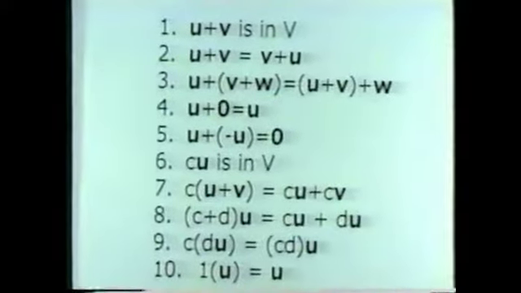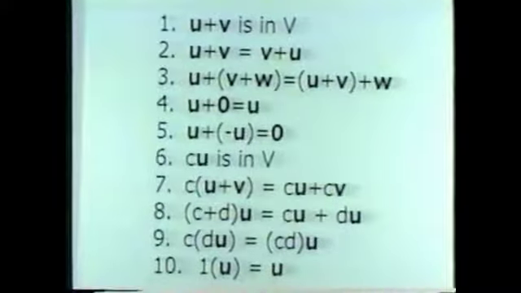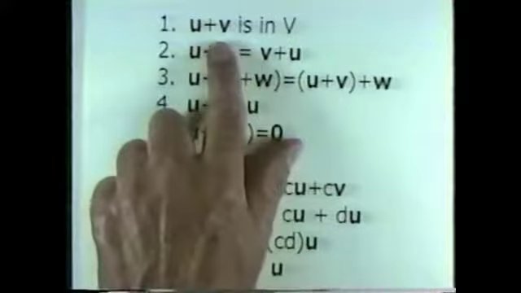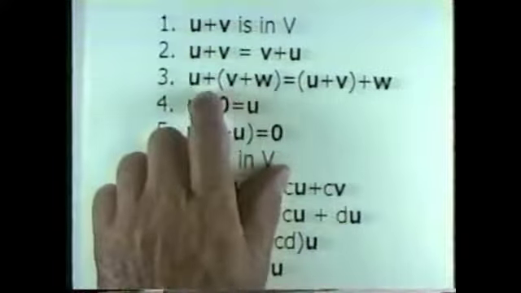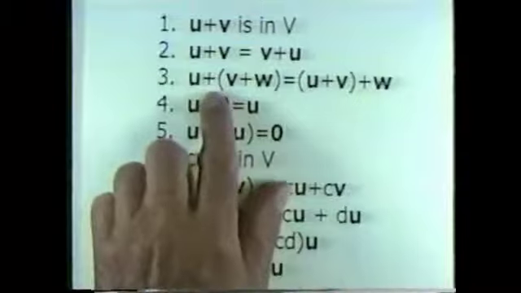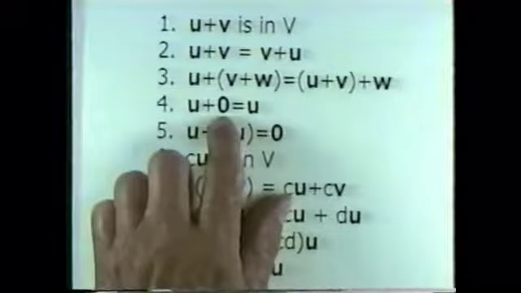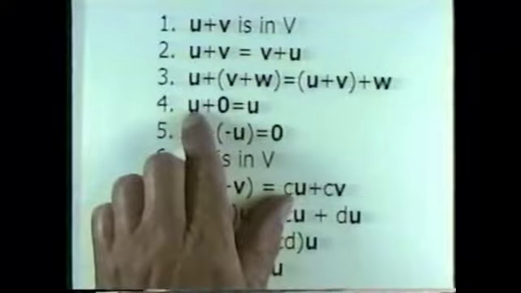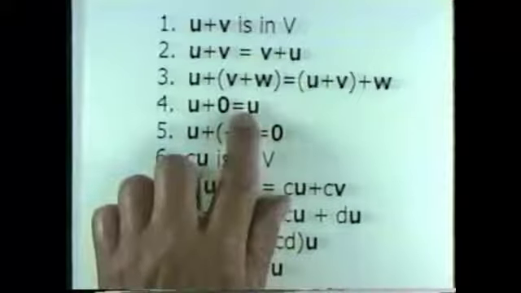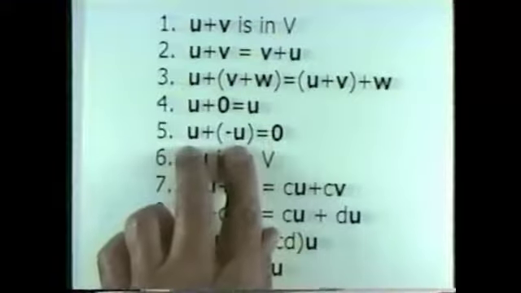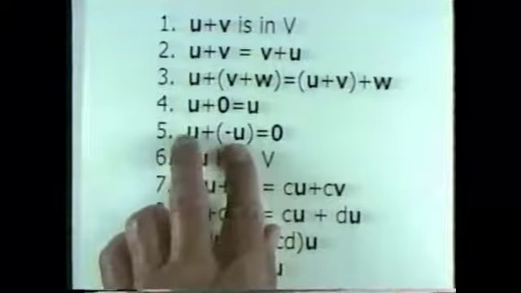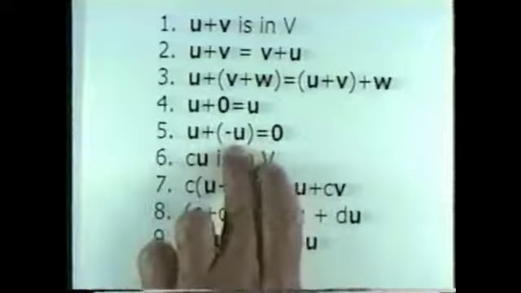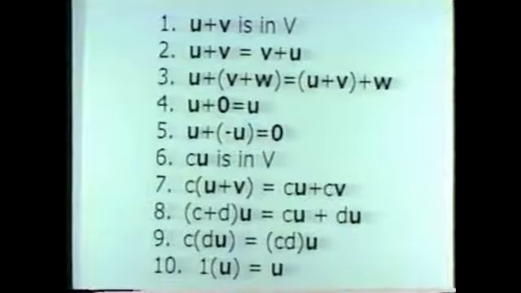Now, before continuing, let's recall the 10 conditions to be a vector space. It must be closed under addition. Addition must be commutative. We must have the associative property of addition. There must be a zero element so that U plus the zero vector is U. There must be the additive inverse vector so that U plus the additive inverse of U is the zero vector.